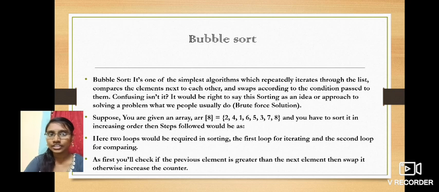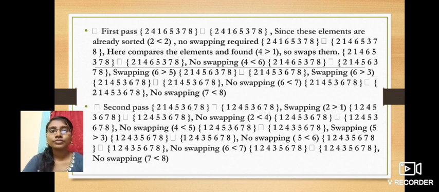Suppose you are given an array of 8 numbers: 2, 4, 1, 6, 5, 3, 7, 8, and you have to sort it in increasing order. Two loops would be required in sorting: the first loop to iterate and the second loop for comparing. You check if the previous element is greater than the next element, then swap it, otherwise increase the counter. First pass, there are 8 elements: 2, 4, 1, 6, 5, 3, 7, 8. Since 2 is the minimum, already in ascending order, no swapping is required.